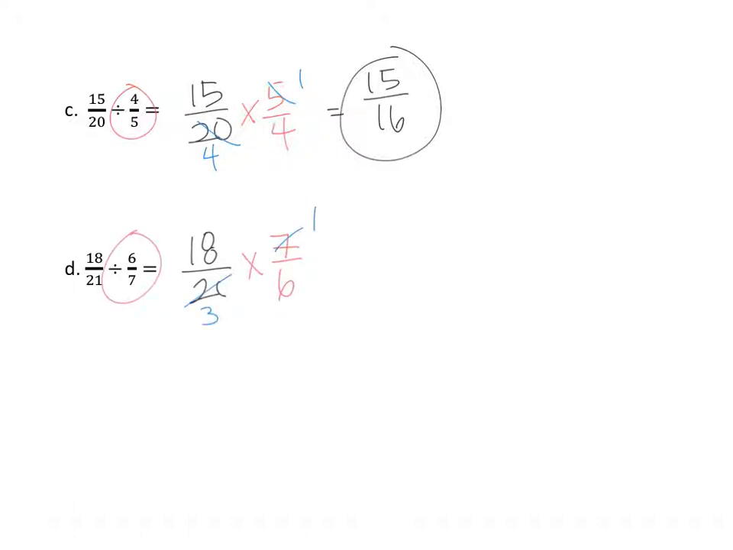18/21 times 7/6 simplifies 7 and 21 diagonally by 7, making 1 and 3. Simplify 6 and 18 by 6 diagonally, making 3 and 1. Then now multiply straight across, making 3/3, therefore 1.